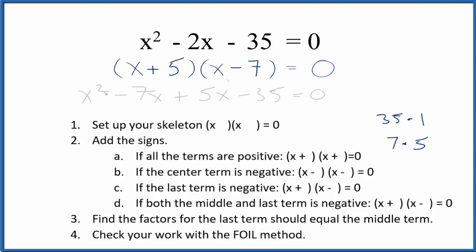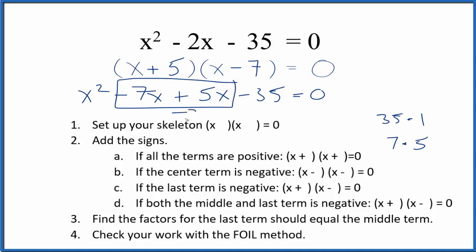That'll look like this. So we multiply the first terms, the outside, the inside, and then the last terms, and we end up with x squared minus 7x plus 5x. And we can just make this here minus 2x minus 35 equals 0. That's the same thing as up here. So we know that this is correct.